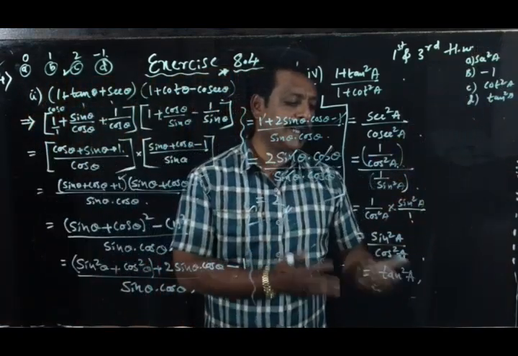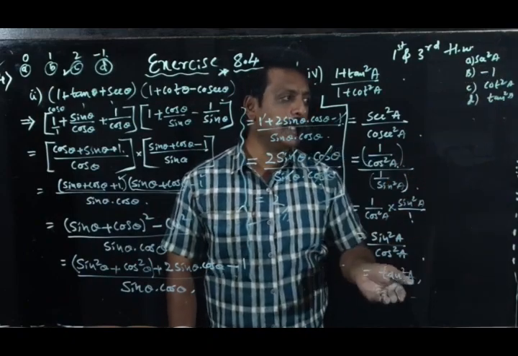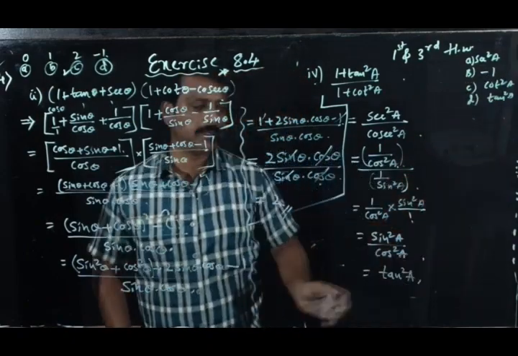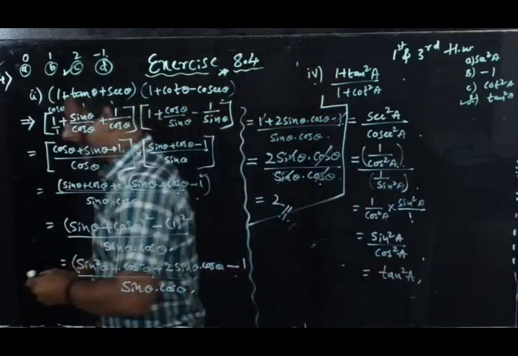Sec square has not come, -1 has not come, cot square has not come. Tan square, yes sir. So the correct option is D, Baba is the correct answer.